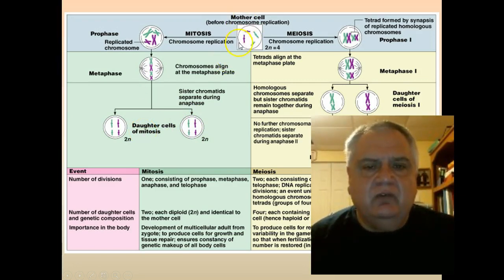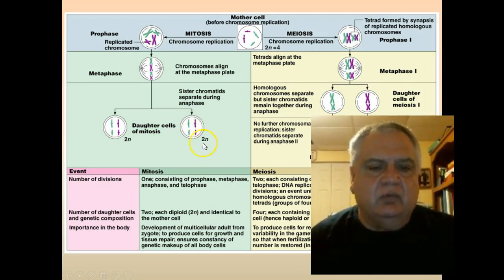But what we note here is that this mother cell started out with 1, 2, 3, 4 chromosomes. We would say that's the 2n number. And each of these daughter cells wound up with 1, 2, 3, 4 chromosomes. So they both wind up with the 2n number.